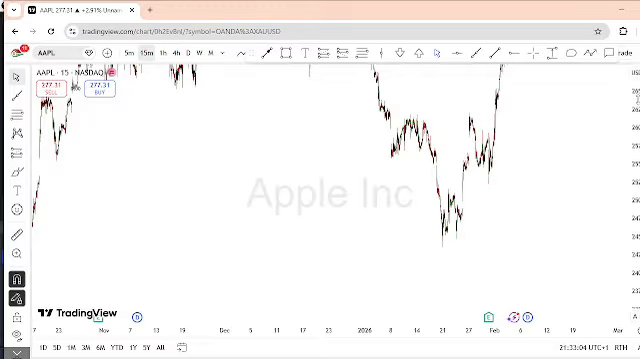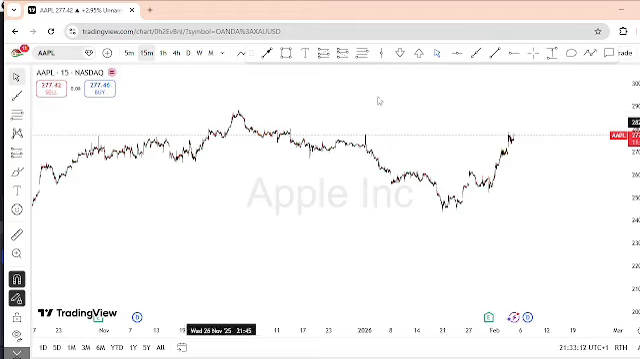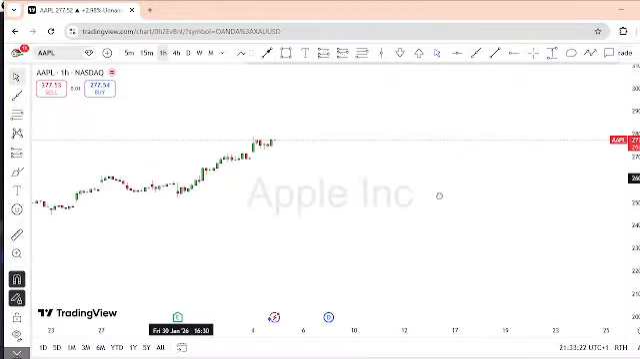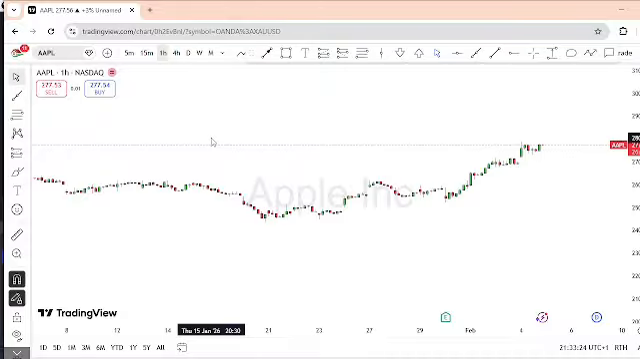Apple. This is under stocks. It's very interesting to trade, and you will love it. So this is stocks, and then we also have the indices.